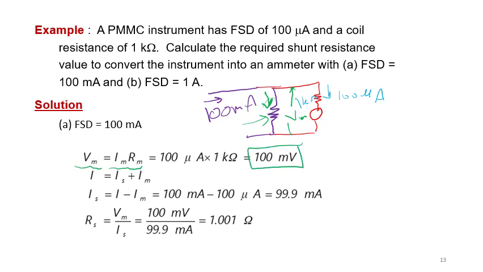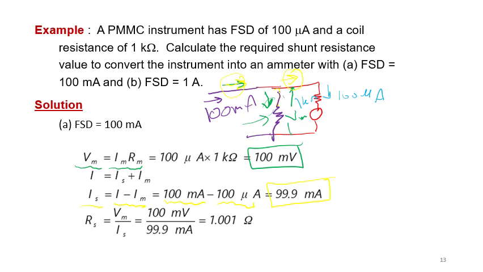Now I is equal to Is plus I shunt, which means this current equals this current plus this current. If I want to calculate this current Is, it's equal to I minus Im. So Is is equal to I minus Im, which equals 100 milliampere minus 100 microampere, equal to 99.9 milliampere.